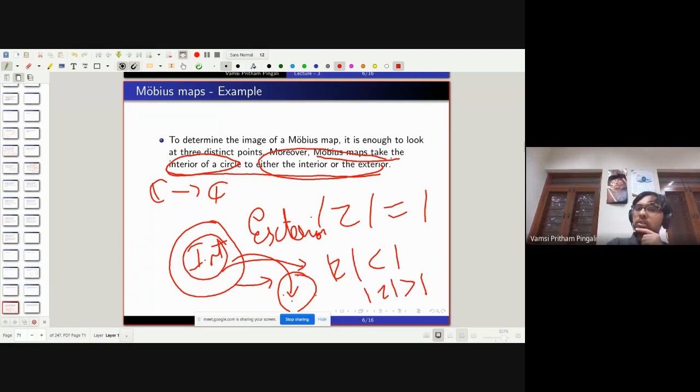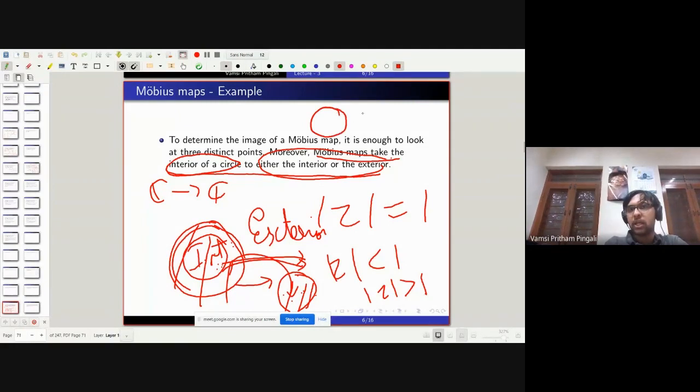How do you prove this statement? That if I have a circle, and the circle goes to another circle under the Mobius map, then the interior either goes inside this circle or outside. In other words, this goes completely here. That is, this is a one-to-one onto map here or a one-to-one onto map to the outside. Now, this is obvious for special examples, right? If I take z goes to 1 by z, what happens to the unit disk centered at the origin? This interior goes here, the exterior goes to the interior, right?